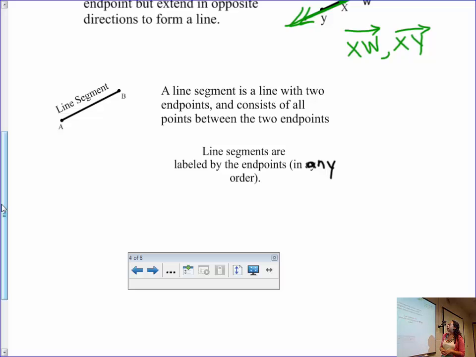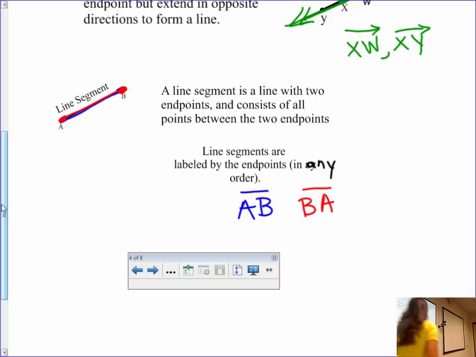So line segments are labeled by the endpoints in any order. So looking at this picture that we have over here, it starts at point A, if we're used to reading from left to right, and ends at point B. So those are my endpoints. It stops, it starts, it has an actual measure. So I could call this AB, and the symbol we're going to put on top of that is just a line, no arrowheads, no dots. But if we read from right to left, this could also be point B first and then point A. It still represents the same segment. So you can name segments both directions, any order you want to.